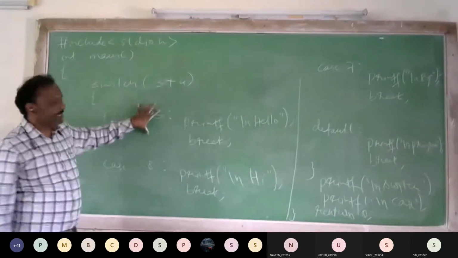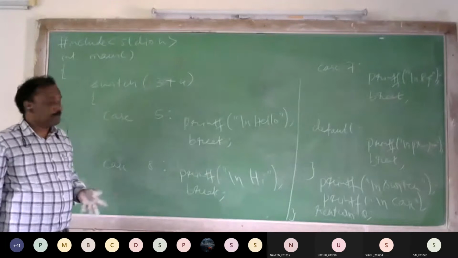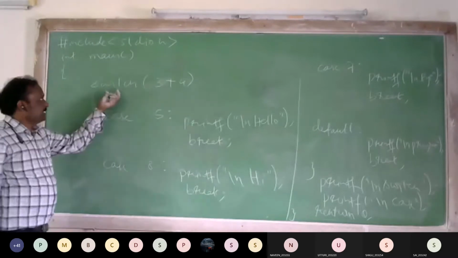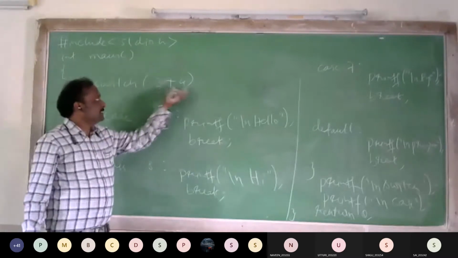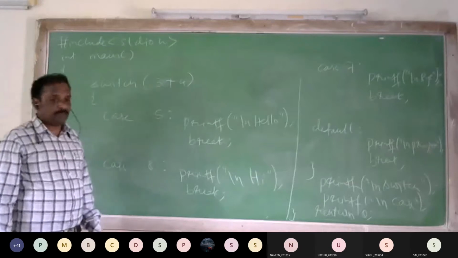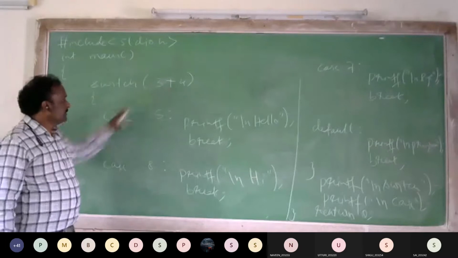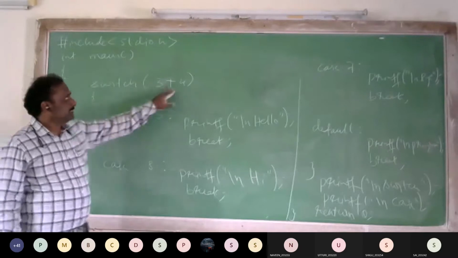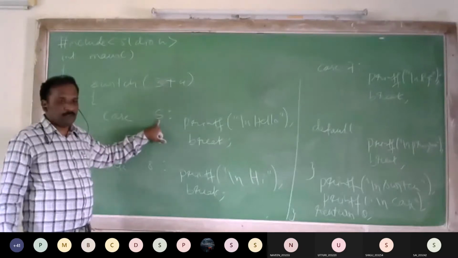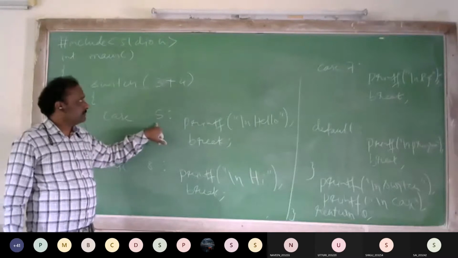Inside this main function, we need to write the instructions or statements of our program. Now, switch case. So 3 plus 4, this is the expression. What is 3 plus 4? 3 plus 4 is 7. So now this will match with the first case. Is 7 equal to 5? No. So first case is not matching.